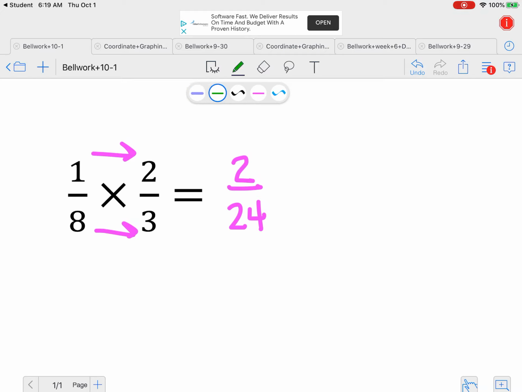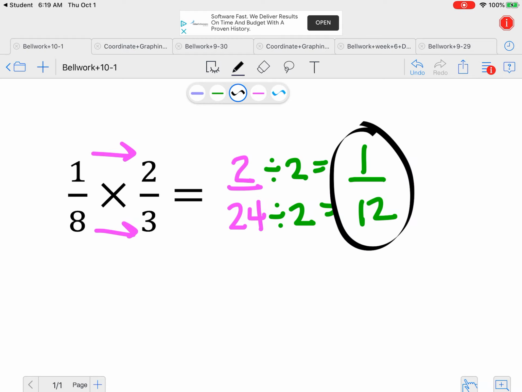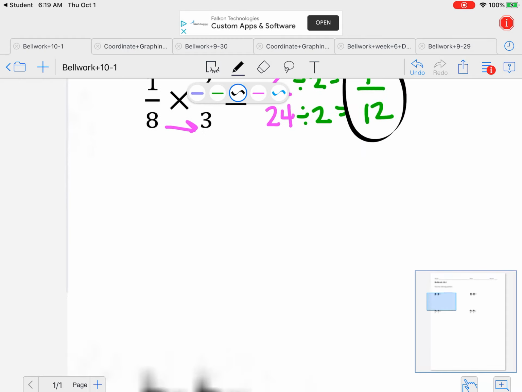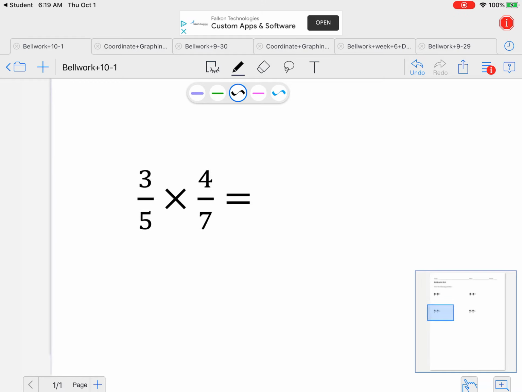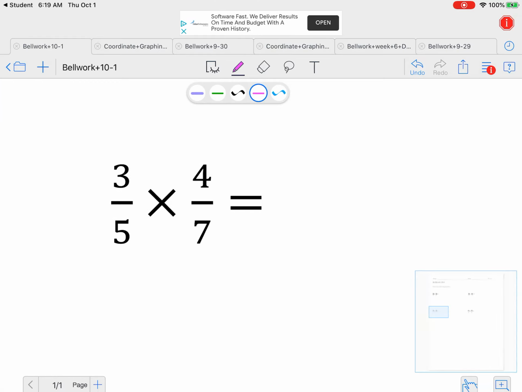These numbers are both even, so I could divide them both by 2, which would then make 1. 24 divided by 2 is 12. So my final answer would be 1/12. Now I can go underneath and do the other multiplication problem.